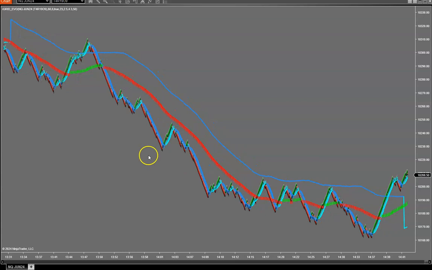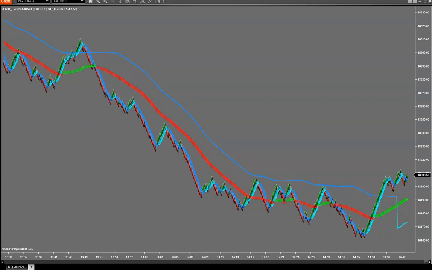Okay, there you have it, the iGrid Evo indicator and automated system.